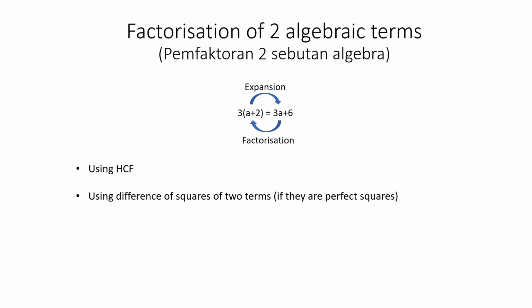You will learn three types of factorization here. Factorization of 2 algebraic terms, 3 algebraic terms, and 4 algebraic terms. In this video, I will explain factorization of 2 algebraic terms. There are 2 methods to factorize. You can use the HCF, or you can use the difference of squares of 2 terms if the 2 terms are perfect squares.